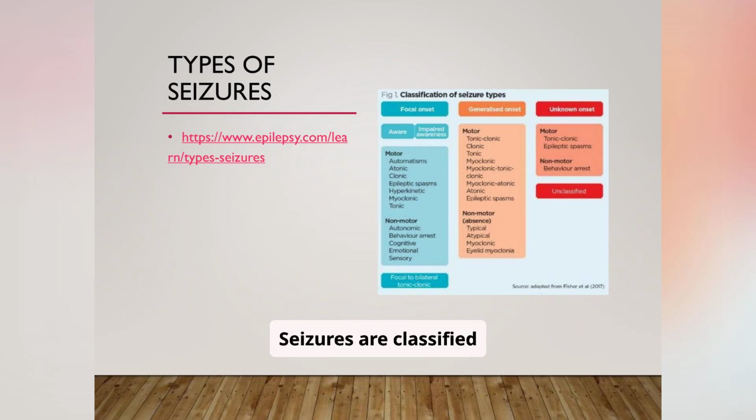Seizures are classified based on their onset and characteristics. They can be focal, generalized, or of unknown origin. Further categorization includes motor and non-motor types. This classification system helps us understand the underlying mechanisms and tailor treatment accordingly.